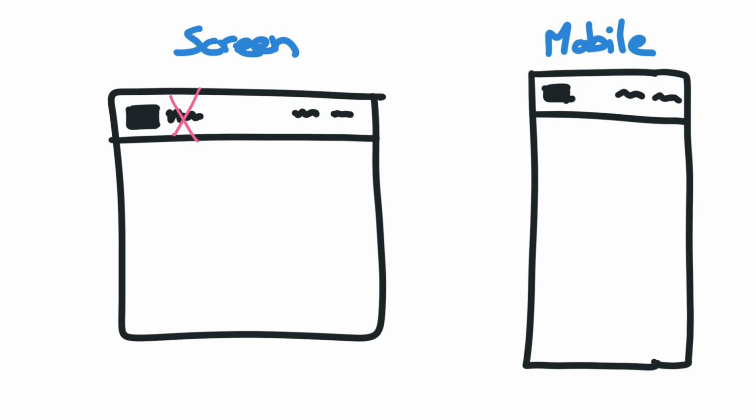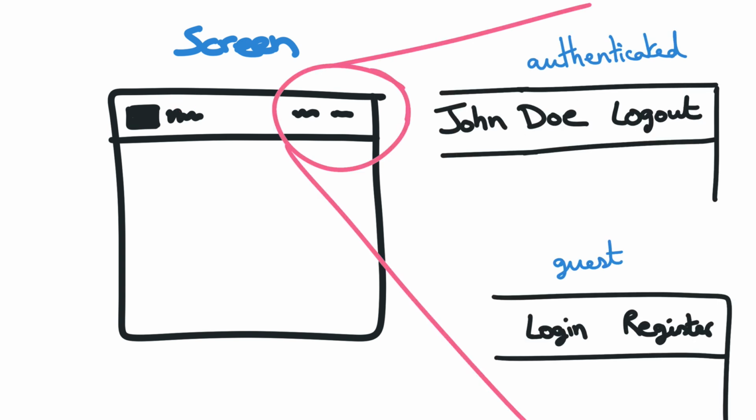on mobiles. For the right side of the navbar, it will depend whether the user is authenticated or not. If it is, we'll display their name and a logout button. And if it's not, we'll simply display a login and a register button. Okay, so let's implement that.